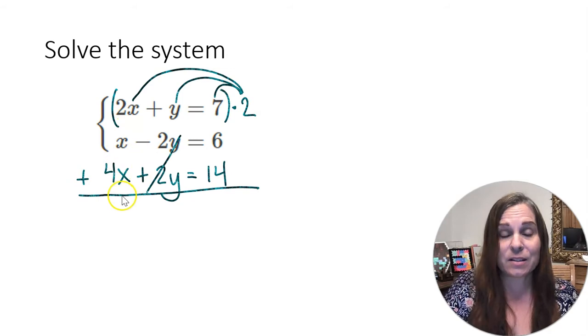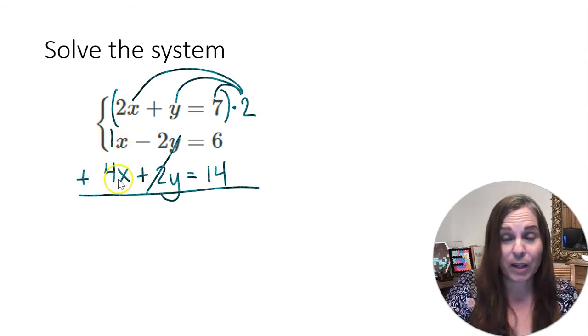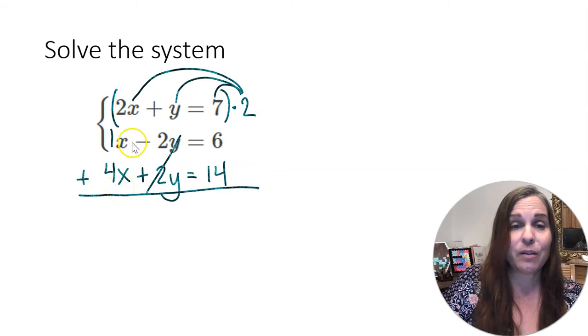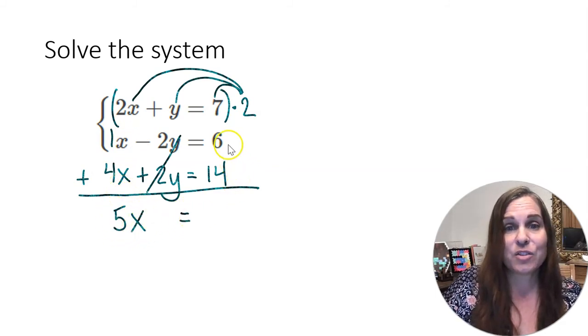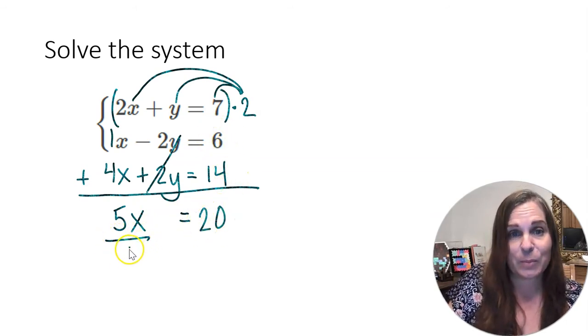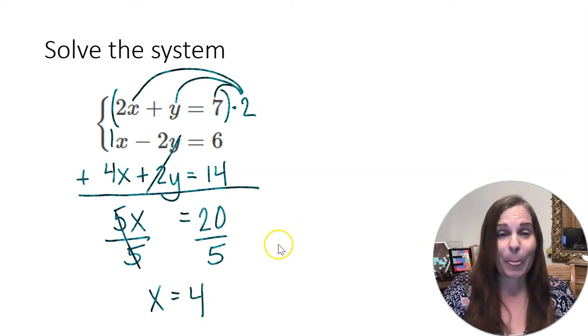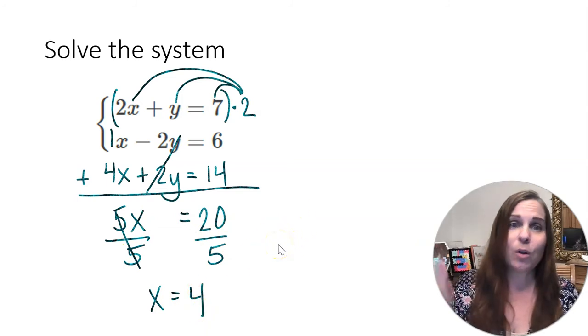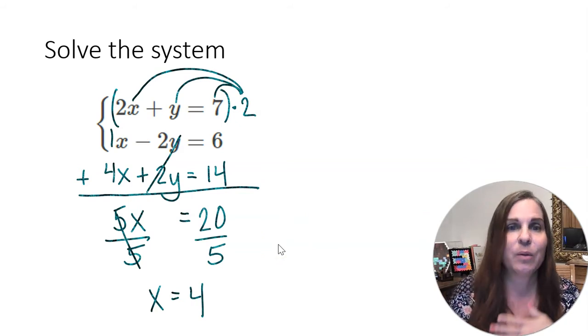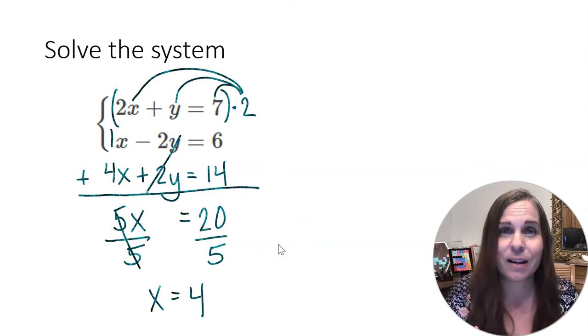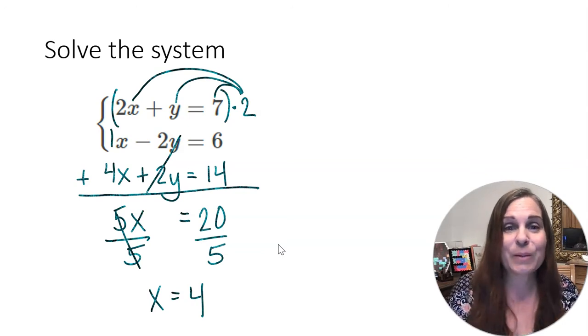When I add my x terms, I have 1x and 4x, so I add them together and I get 5x. On the other side, 6 plus 14 is 20. Divide both sides by 5, and I get x equals 4. Now, do I have to do that all over again and this time eliminate the y's and the x's instead? No, I don't. All I have to do is plug back in.